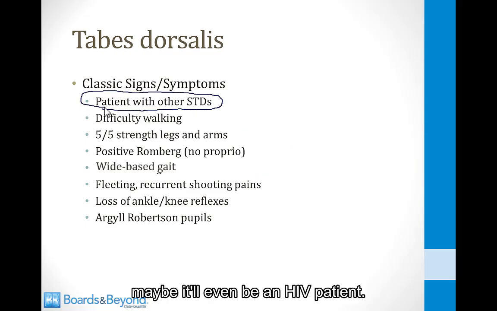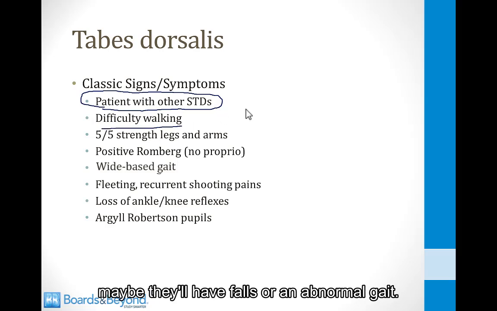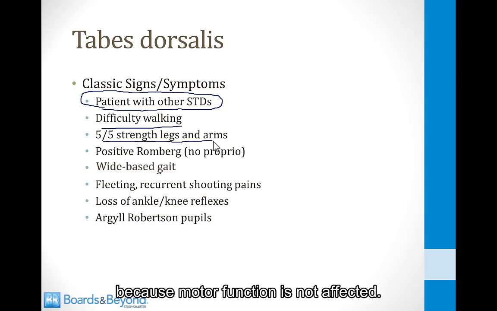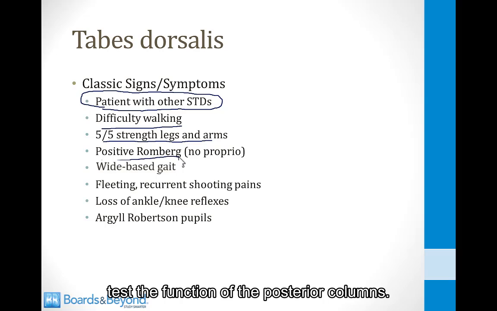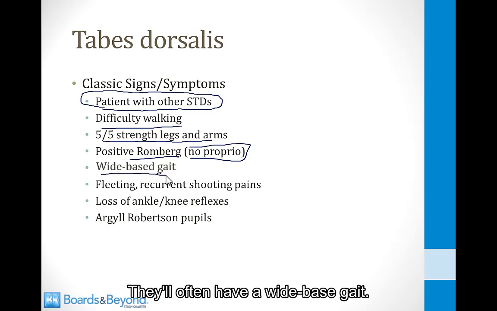Maybe it'll even be an HIV patient. The patient will complain of difficulty walking. Maybe they'll have falls or an abnormal gait. They'll have completely normal strength in the arms and legs because motor function is not affected. They will have a positive Romberg test. Remember, the Romberg test tests the function of the posterior columns, and these patients have no proprioception. They'll often have a wide base gait.